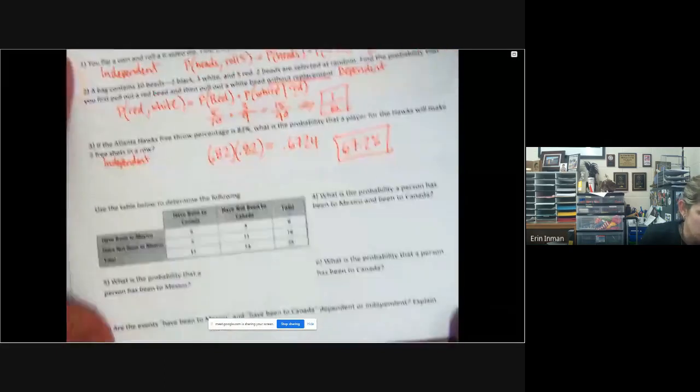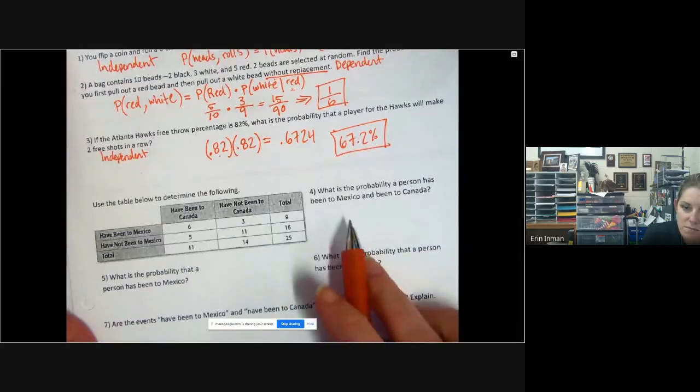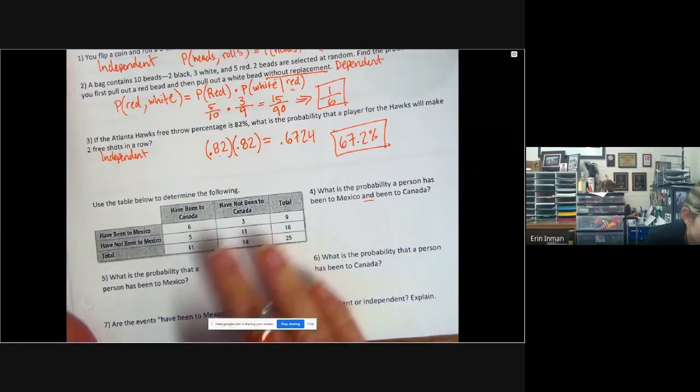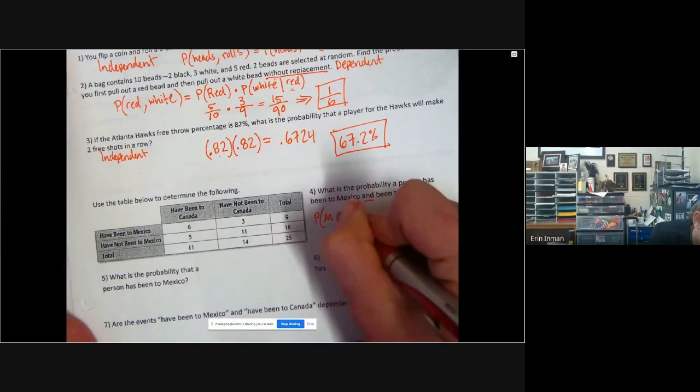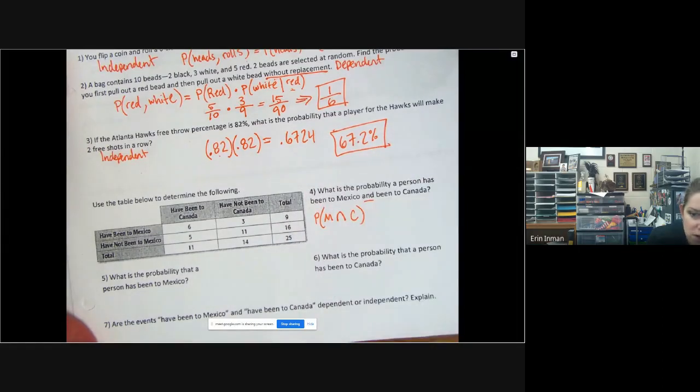And this is a little bit different. So we're going to kind of go back and look at what's the probability that a person has been to Mexico and been to Canada? Okay, so I'm looking off a table. So really this is like the probability of Mexico, the intersection with Canada. Okay, M for Mexico, C for Canada.